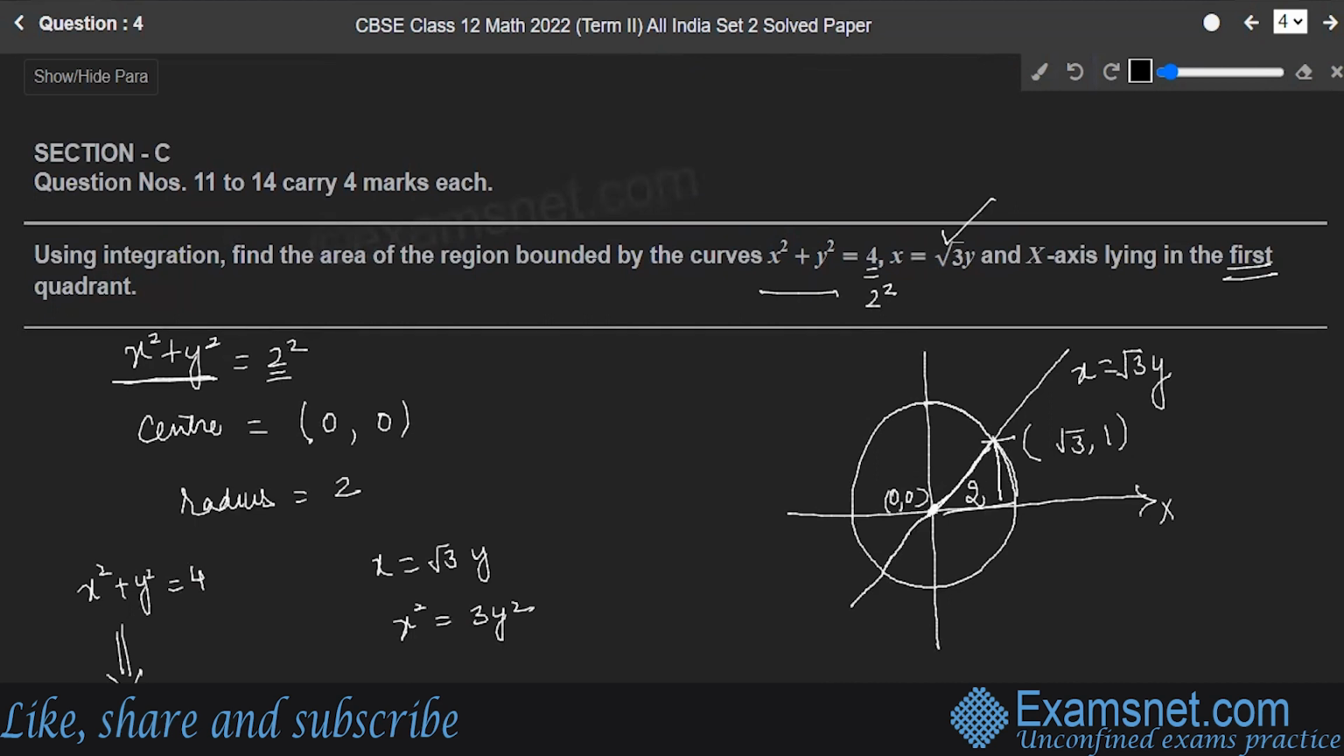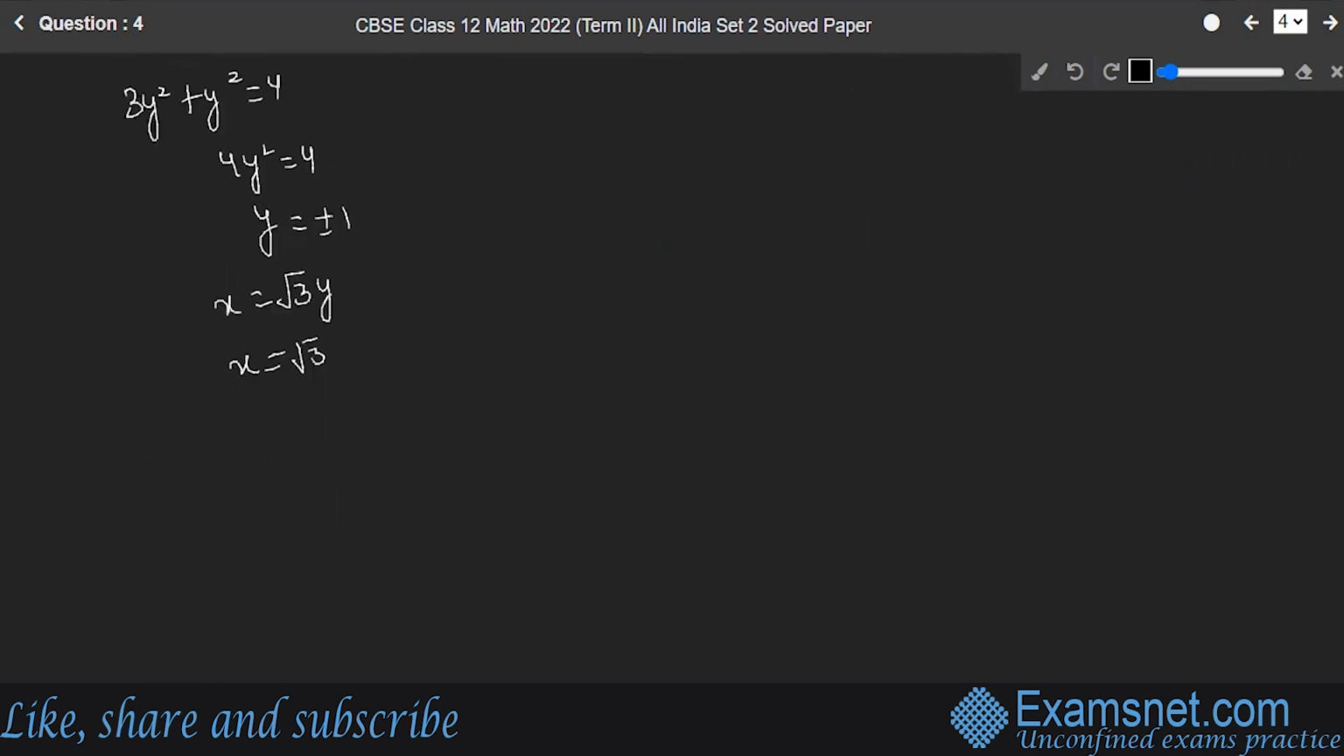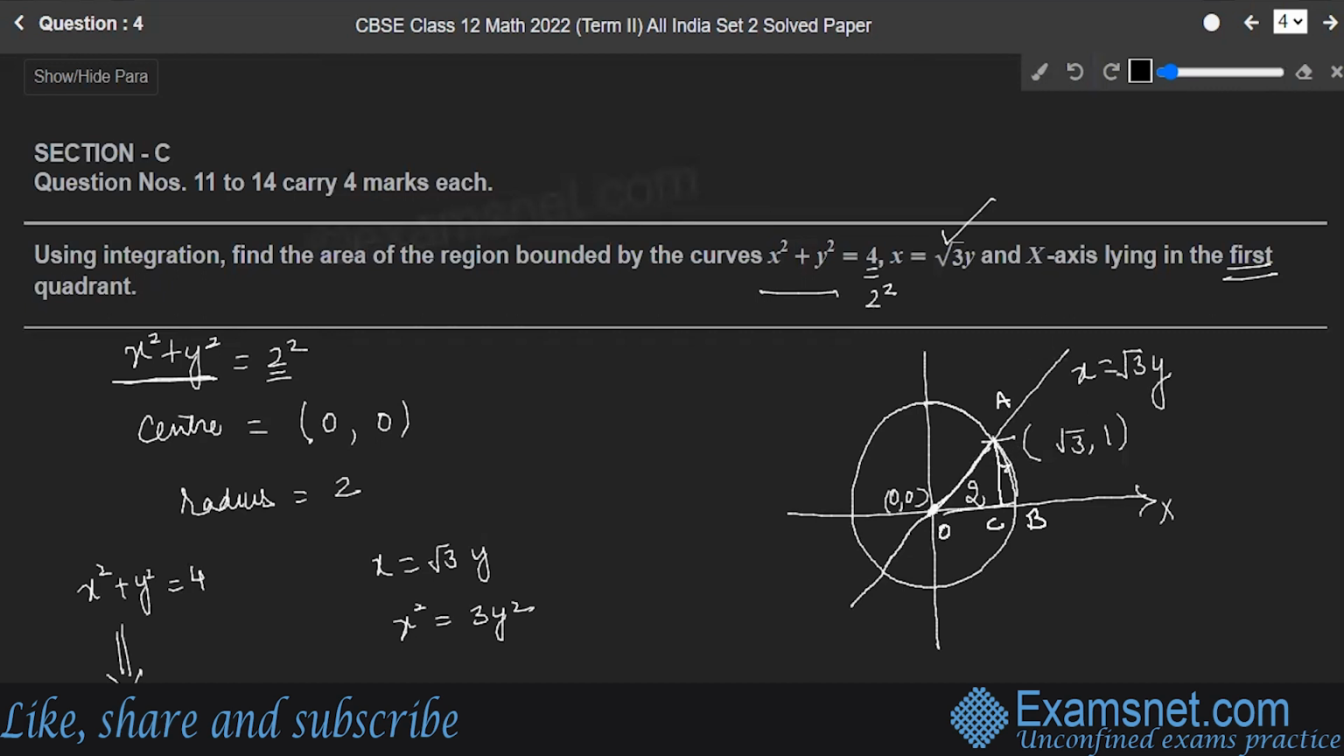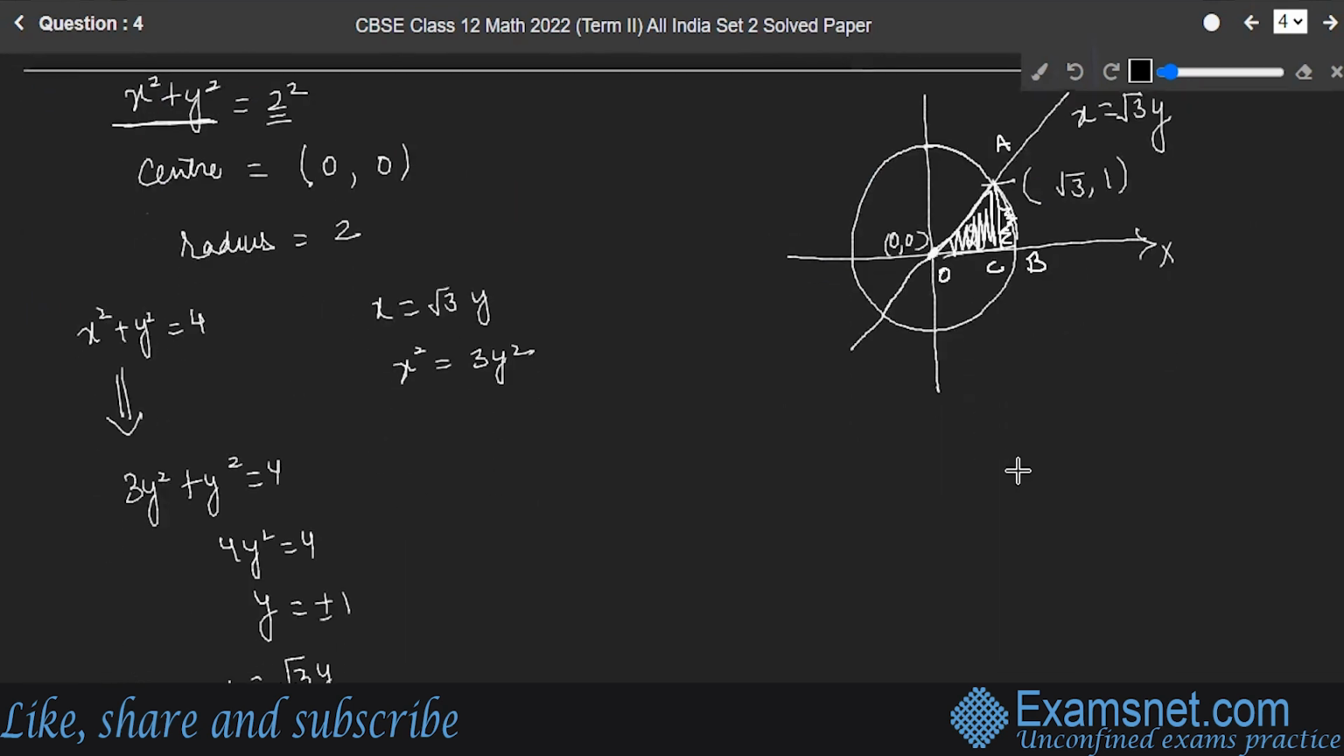So this area will be the area. If I mark it, let this point be O, this point be A, B, and C. So the required area is equal to area of triangle OCA plus area of curve ACB. This curve and this triangle, the area made by these two.